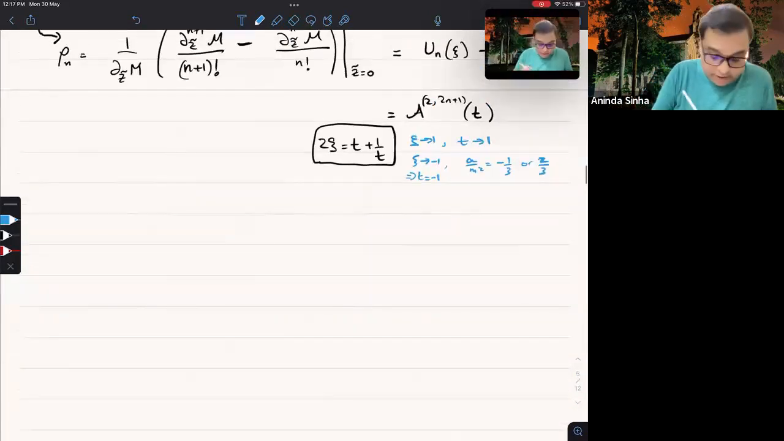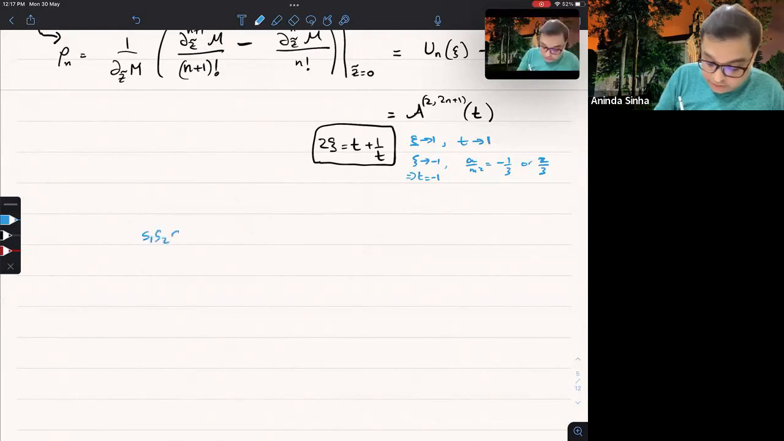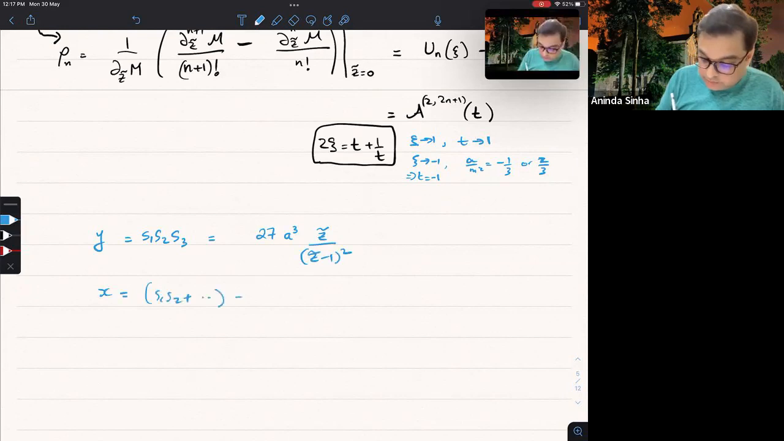I should have written out one more expansion, so sorry about that. So Z tilde, how is it related to the original parameters? I should have written out the answers. S1, S2, S3, which I can call Y, is up to some signs 27a cubed times Z tilde over (Z tilde minus 1) squared. And X, which is the quadratic invariant combination, is 27a squared times the same quantity.